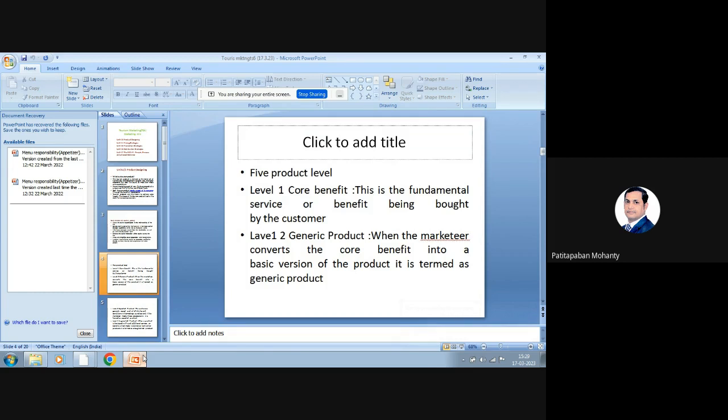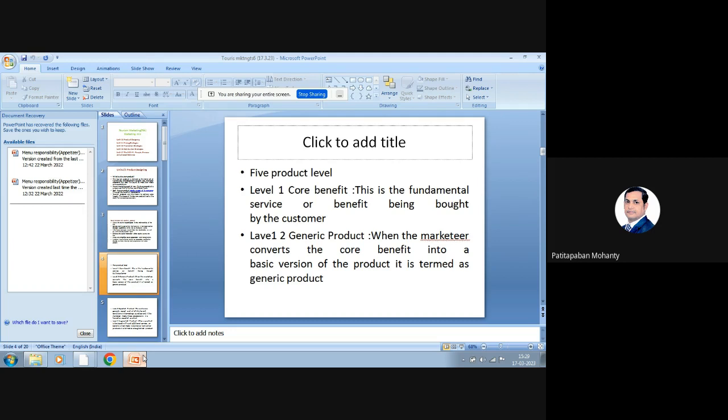And second one is level two, generic product. When the marketer converts the core benefit into a basic version of the product, it is termed as a generic product. Generic product, what do you mean by the generic product? When the core benefit is converted, or transferred to the next level, the advantage is a bit more complex. Not complex, the dimension is a little bit more. So at that time, that product is called the generic product.